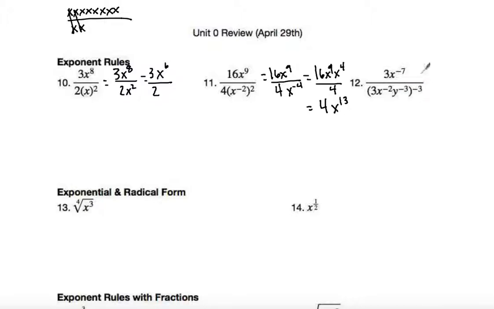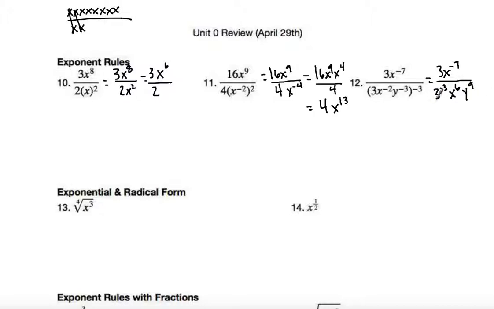Now, on number 12, the top is going to stay as it is for now, but the bottom, each of these pieces is going to get this negative 3 power. So we're going to have 3 to the negative 3, x to the negative 2 to the negative third power. Remember, I multiply when I've got a power to a power, so negative 2 times negative 3 will give me positive 6, and y to the negative 3 to the negative third will be positive 9.